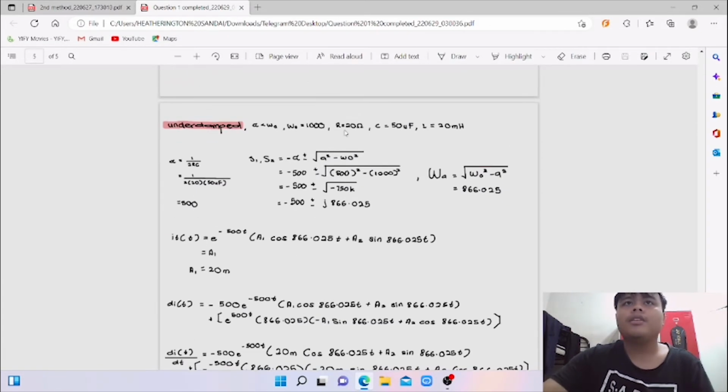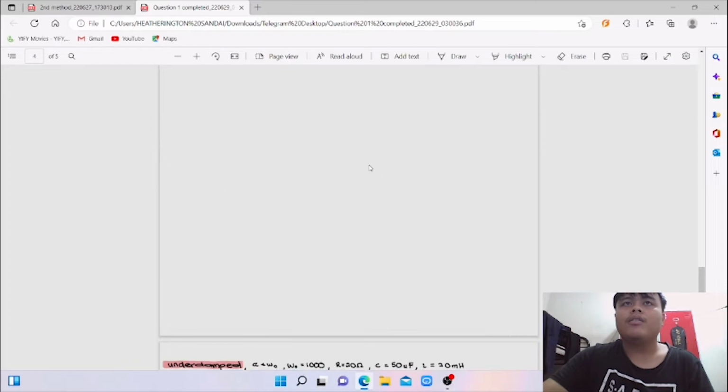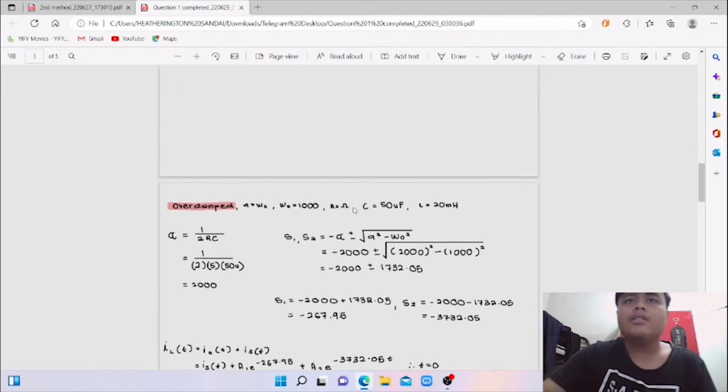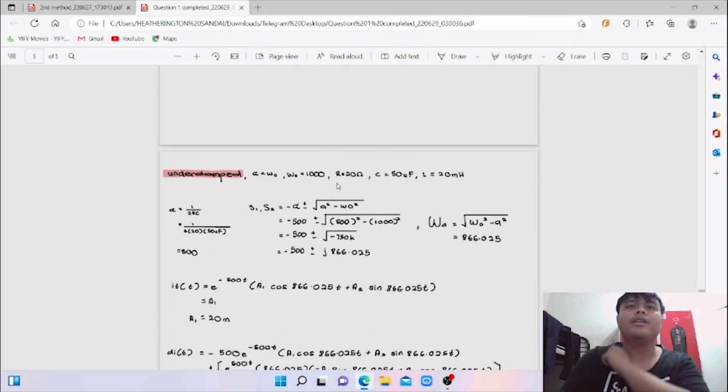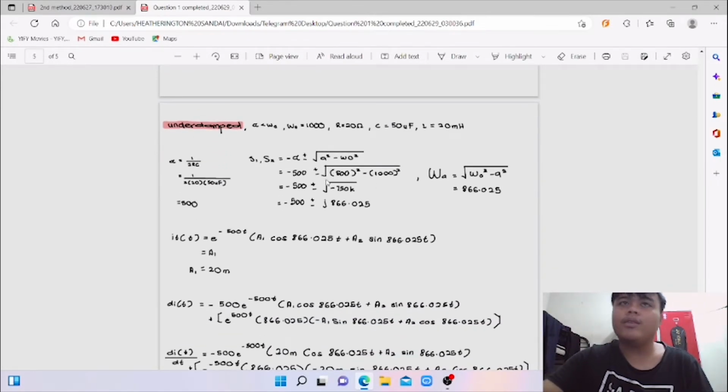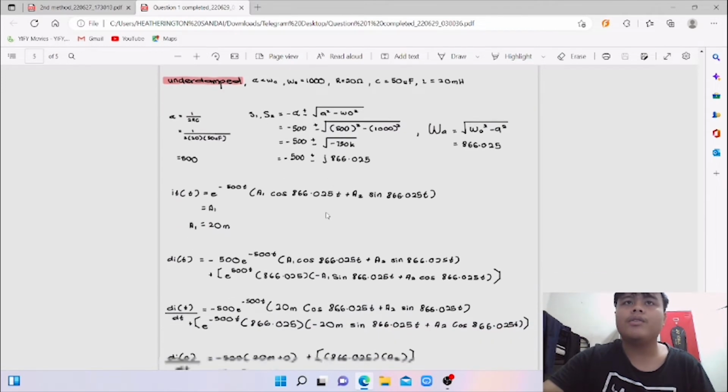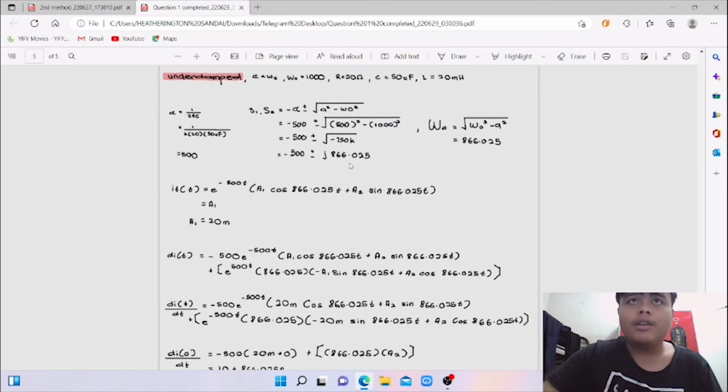Underdamped as usual. The R is 20. For this one, the R is 5. Okay, for this one R is equal to 20. Because we will get a negative in the square root, it has an imaginary number here, so you need to calculate the ωd. So the ωd is equal to this answer because we will get the same.